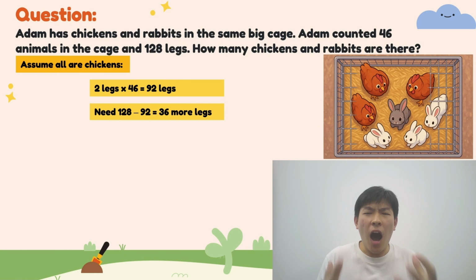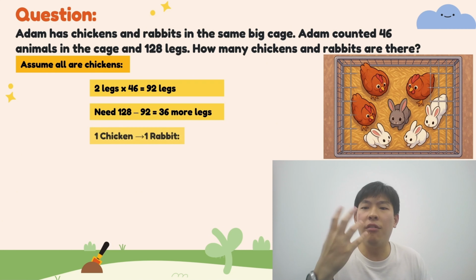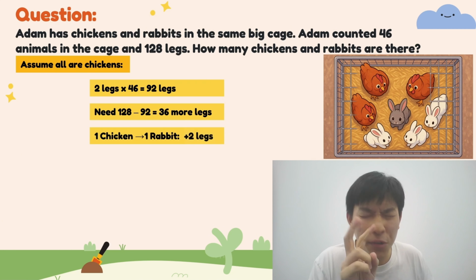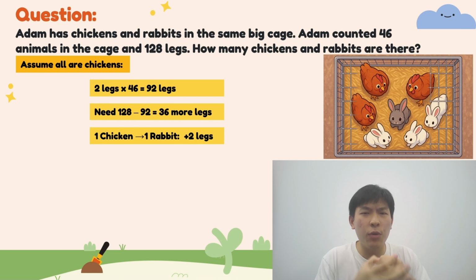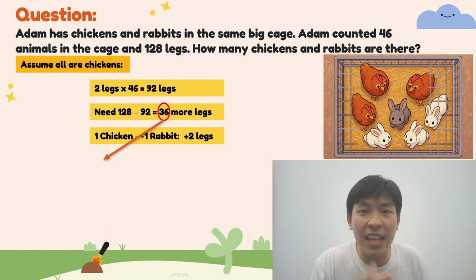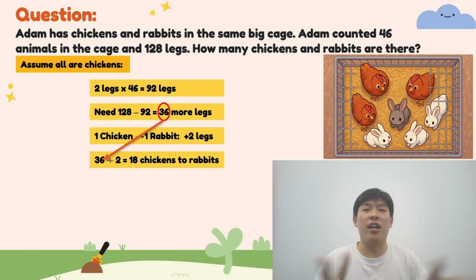So now, how should we increase the number of legs? Yes, we should turn a chicken into a rabbit. So for every chicken that's replaced by a rabbit, how many legs do we get extra? 2 legs. So now, how many chickens do we replace with rabbits? How should we find it? Yes, we should use 36 because we need 36 more legs, and divided by 2, we get 18 chickens to turn into rabbits.